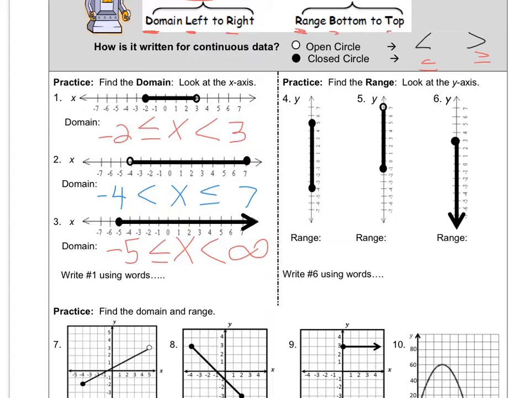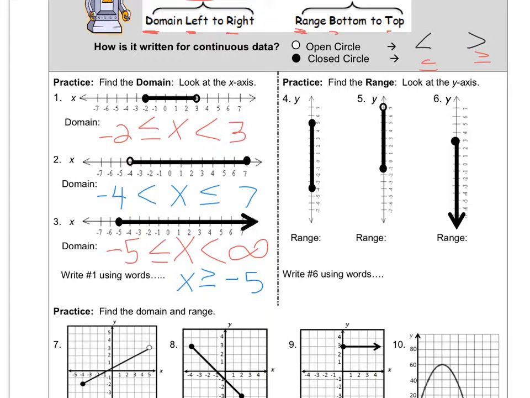Now, what we've noticed is a lot of times on tests, they don't write infinity like this. They will just say, well, you know what? It's every number greater than -5. So they'll write it like this. X is greater than or equal to -5. Those are the exact same. I just want to make sure you understand when you're looking at them, they are the exact same answer, and you could see it either way.